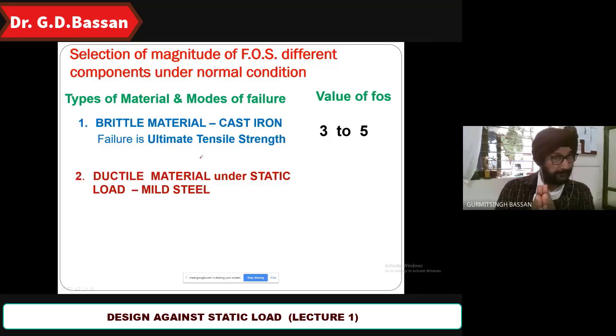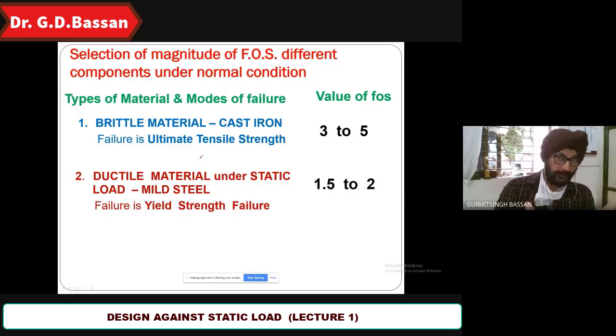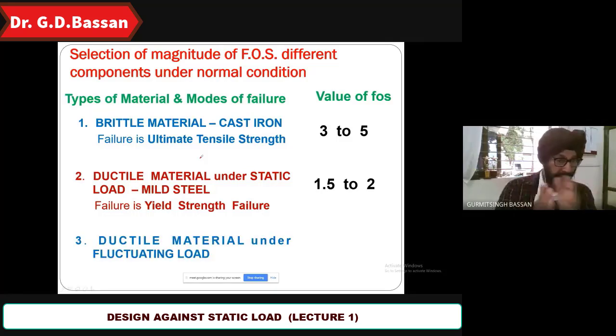Which is that one? Yield strength. Okay, so failure is under yield strength. And the factor of safety is less than, naturally, cast iron, that is 1.5 to 2. Okay, now the third case, that is ductile material under variable loading or fluctuating loads.